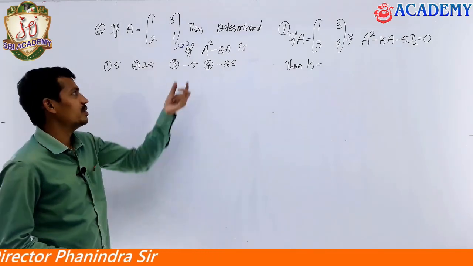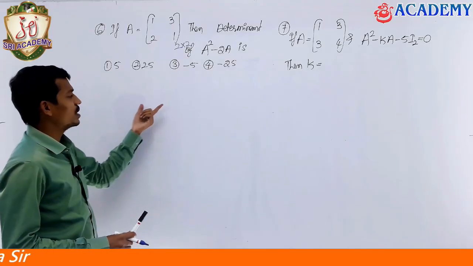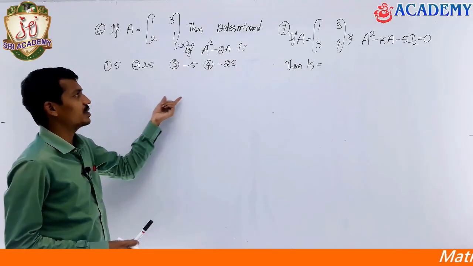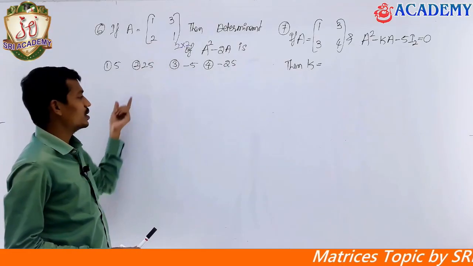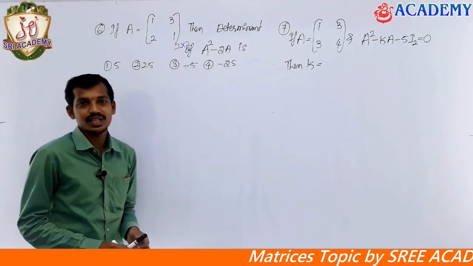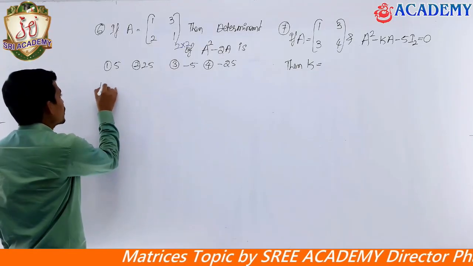That determinant is asked. See here, finding A square, after finding A square you have to find 2A, that is you have to multiply A with 2, then you have to subtract the 2 matrices, then you will get the answer. This is the procedure. But I am giving one equation.